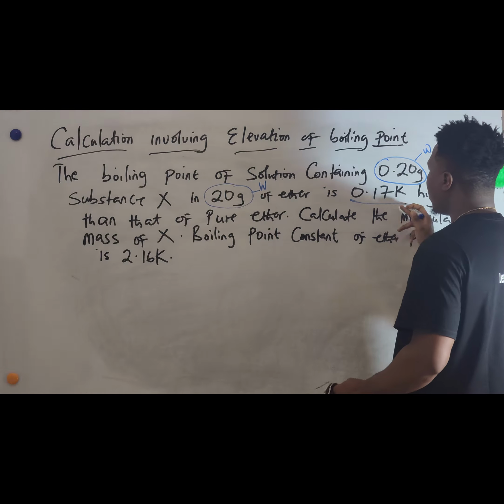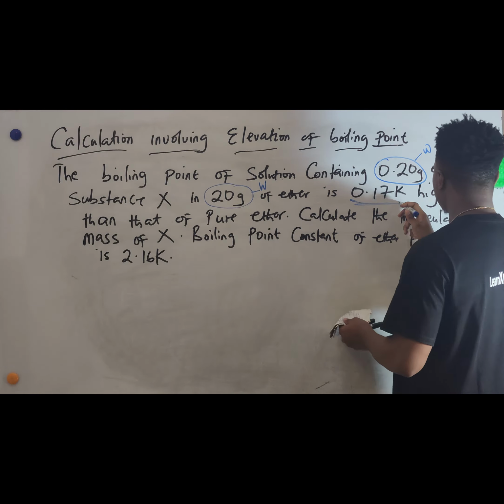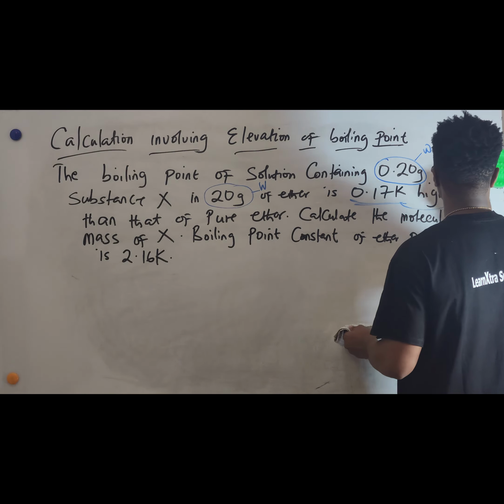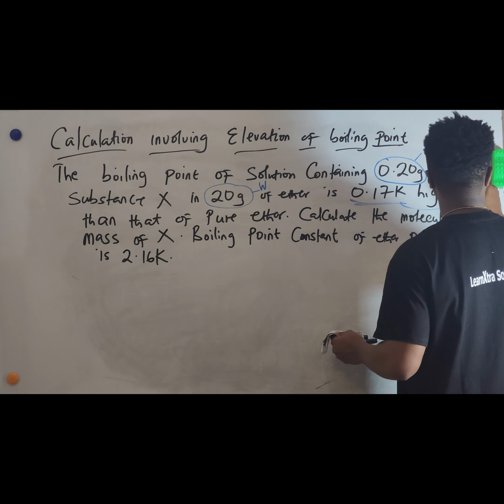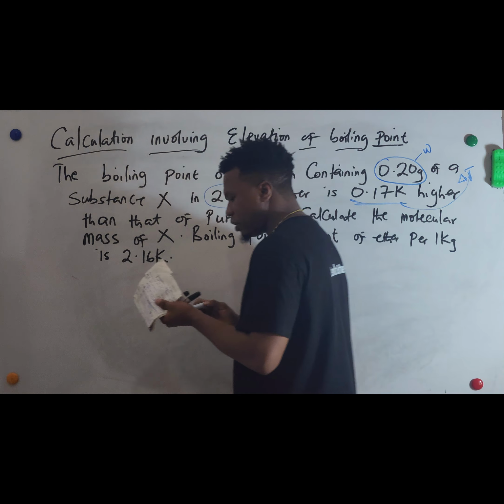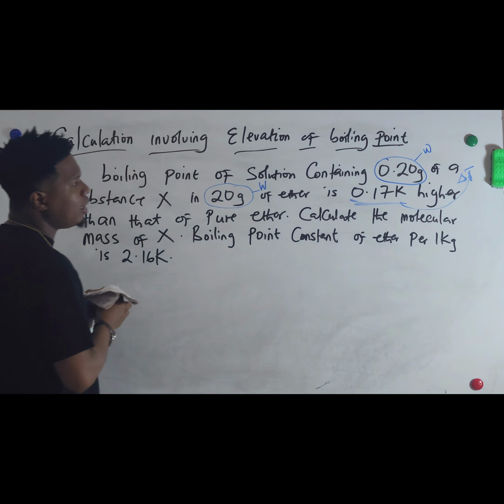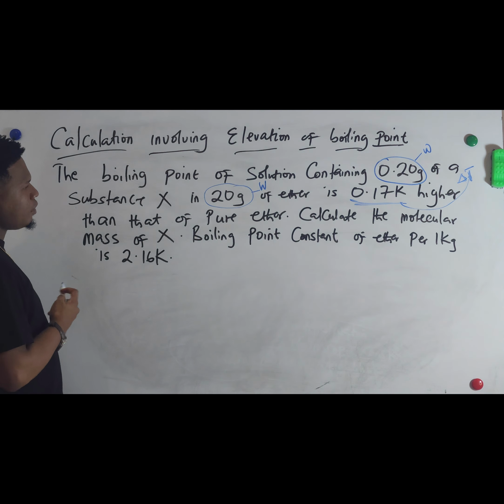So this is higher, of the ether is 0.17 K, higher than that of the pure ether. So this here is the value for change in T. This is the change in the what? Temperature, or the boiling point. Then, what again? Calculate the molecular mass of X.